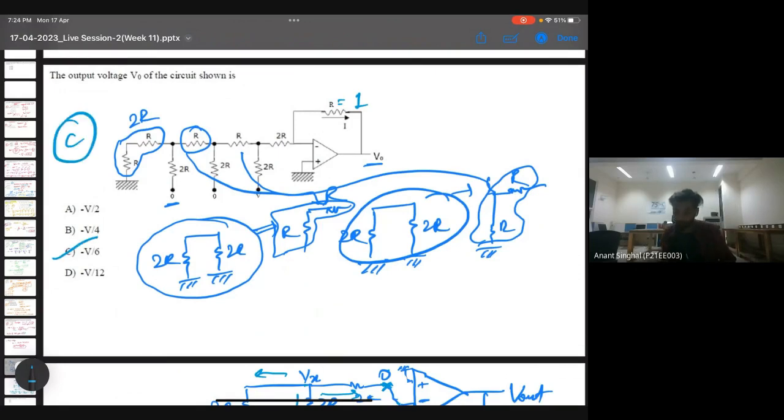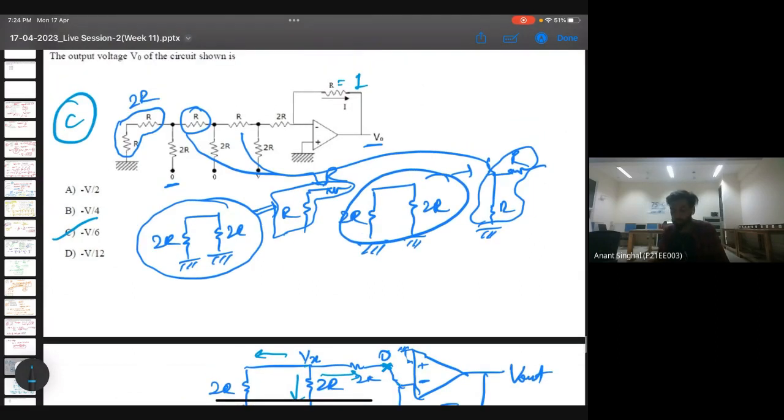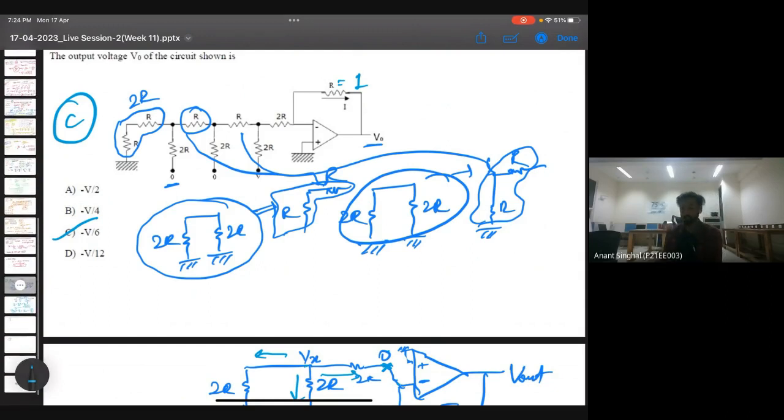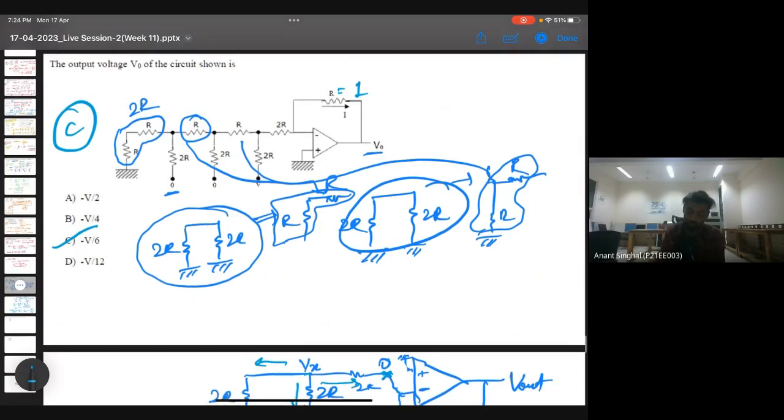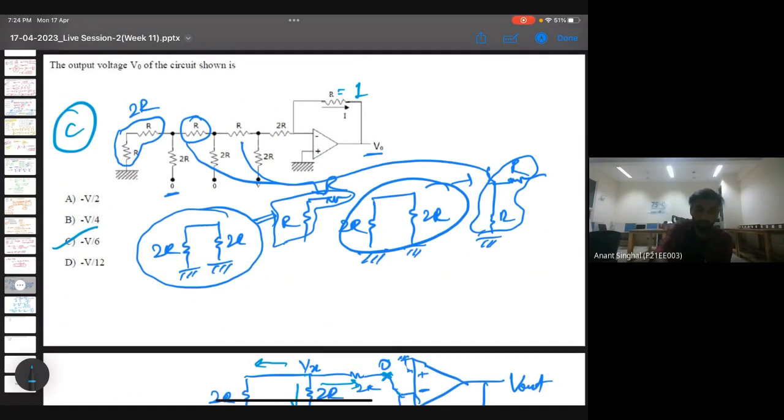I hope it is clear. This was quite basic. We'll start the next problem in 2 minutes.